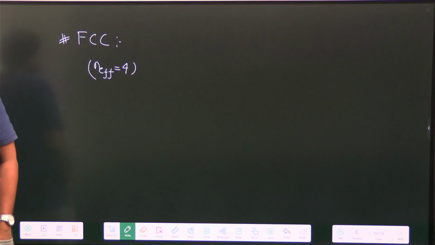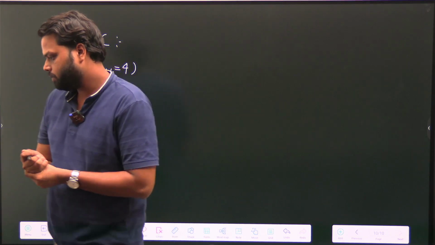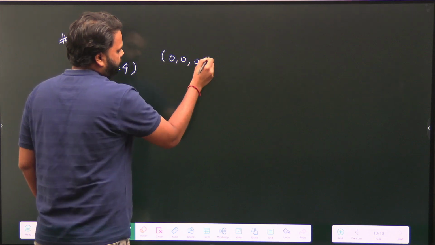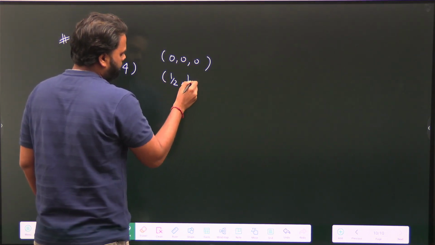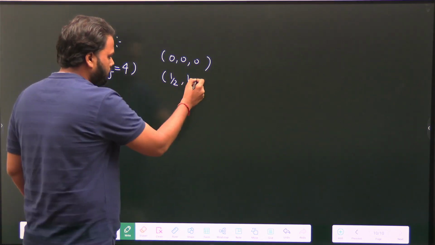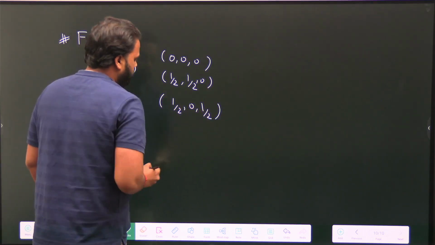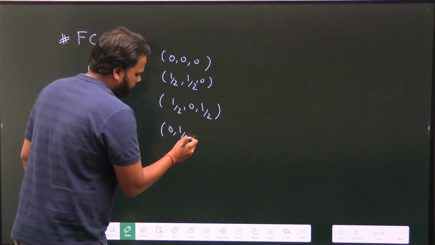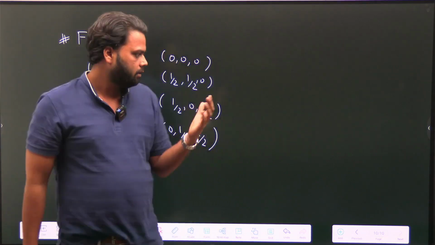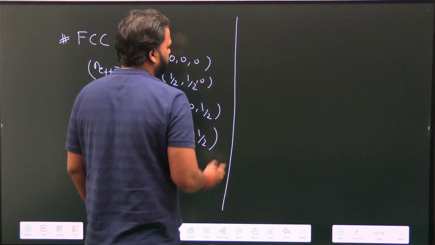What will be the coordinates? Yes, one atom will be at 0, 0, 0. Other will be 1 by 2, 1 by 2 and 0. Okay. The third one will be 1 by 2, 0, 1 by 2. And the last one, 0, 1 by 2 and 1 by 2. These four atoms will be at their respective places. So let's find out what the structure factor was.